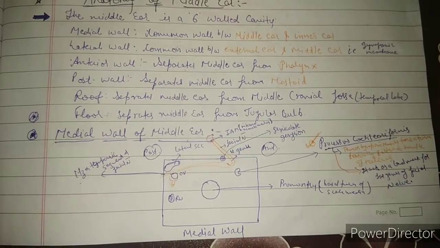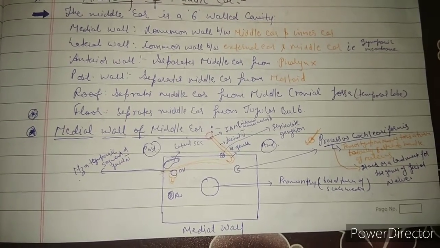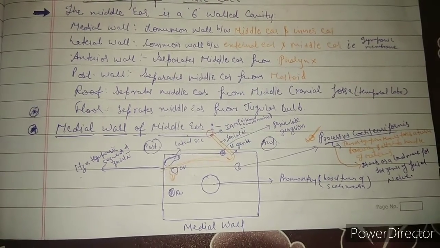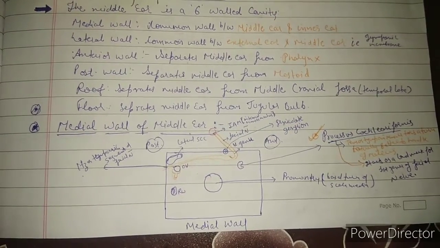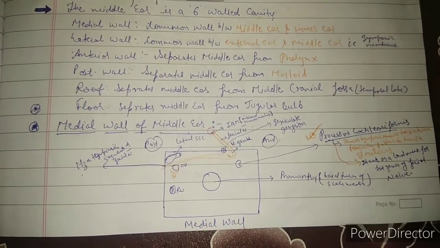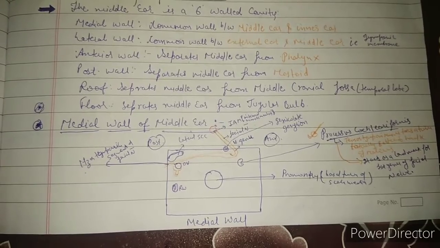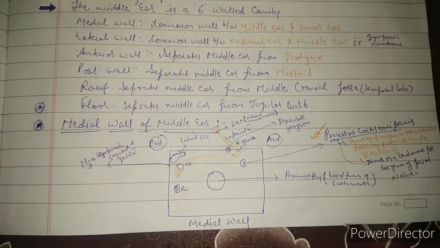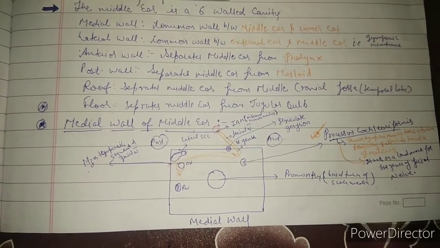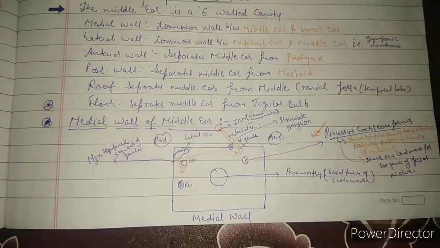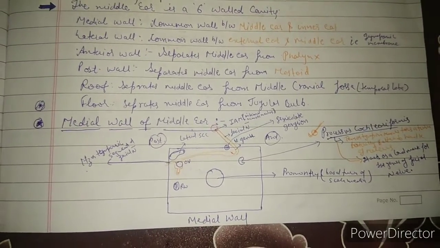Then we have the anterior wall. The anterior wall separates the middle ear from the pharynx. Anteriorly we have the pharynx. Then the posterior wall separates the middle ear from the mastoid, because posteriorly we have the mastoid. The roof separates the middle ear from the middle cranial fossa, that is the temporal bone. And the floor separates the middle ear from the jugular bulb.